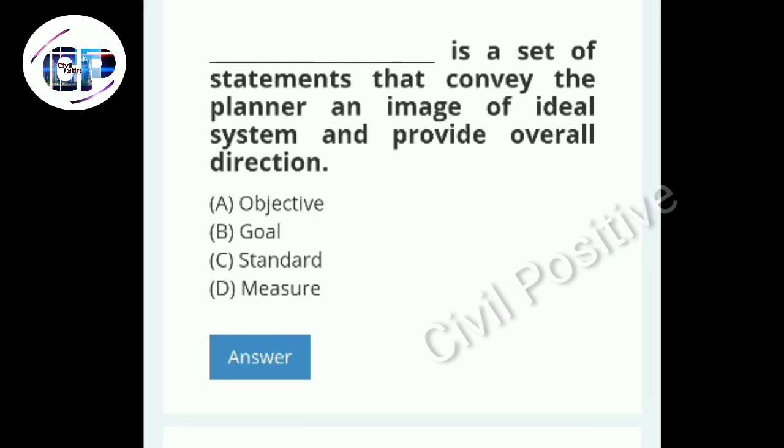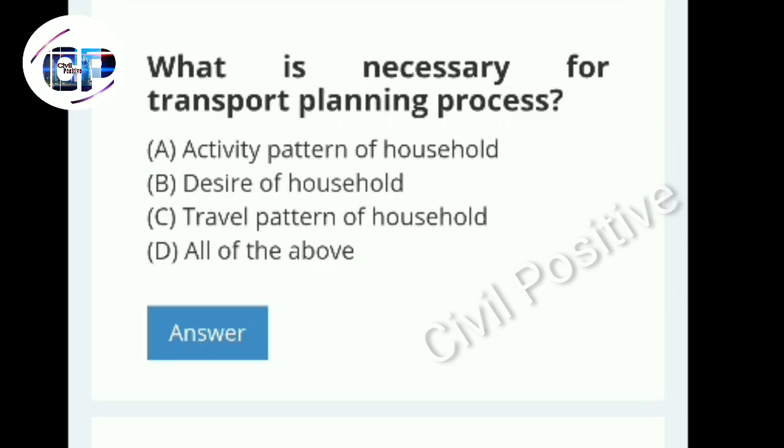This is a set of statements that convey to the planner an image of the ideal system and provide the overall direction: objective, goal, standard, measure. Answer B, goal. What is necessary for the transportation planning process? Activity pattern of household, desire of household, travel pattern of household, all of the above. Answer D, all of the above.